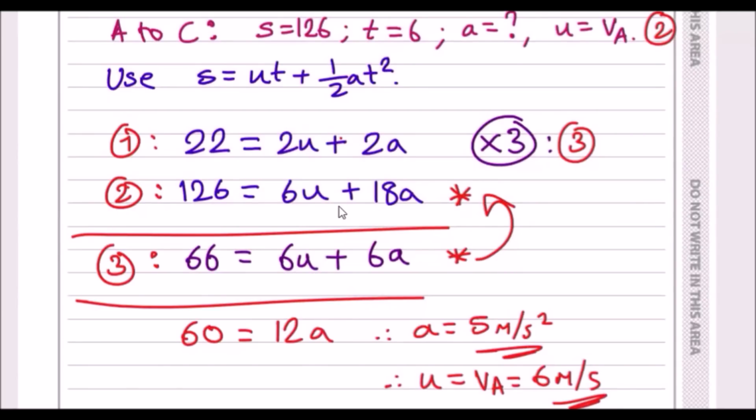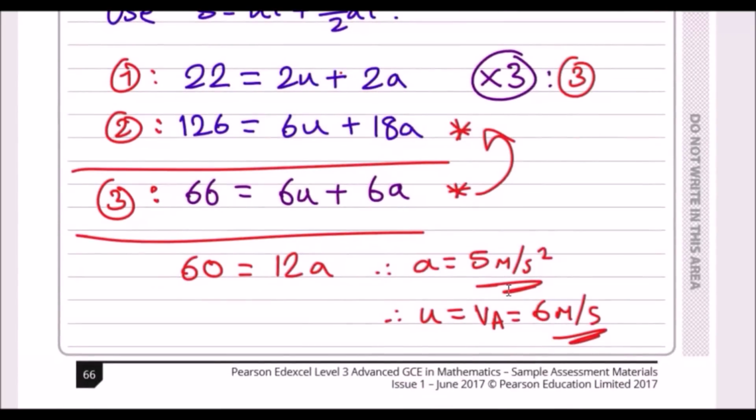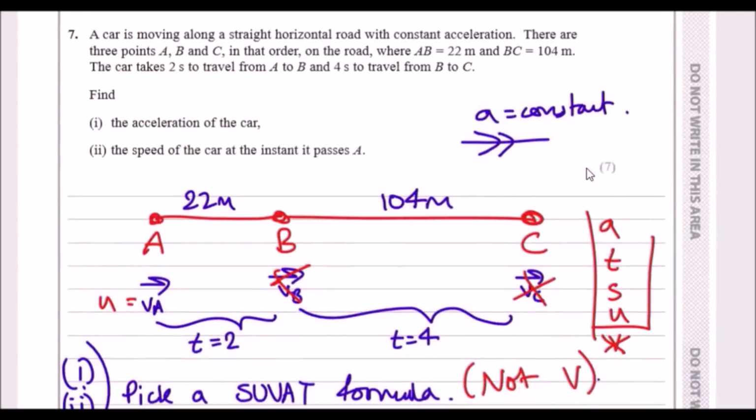18A minus 6A is 12A, 126 minus 66 is 60. Divide by 12 and boom, you have your acceleration. And then plug your A value into any pair, and you should come up with a speed at point A of 6 meters per second. And that's it, done. Like I said, this question was easy, and this paper is too easy.